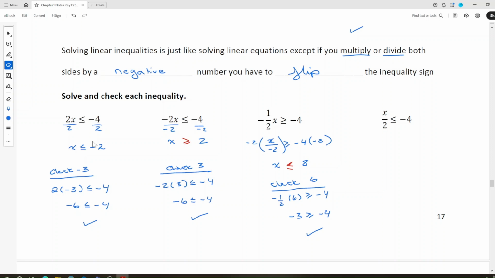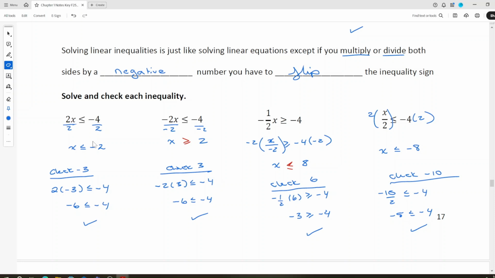Whereas if I have a question like this, I have to solve for x. The only thing in the way of getting x by itself is this 2. The opposite of dividing by 2 is multiplying by 2. What I do to one side, I do to the other. I'd be left with x is less than or equal to negative 8. So if I check something like negative 10, is negative 10 divided by 2 less than or equal to negative 4? Well, negative 5 is less than or equal to negative 4. So I'm good. So I didn't need to flip the sign.